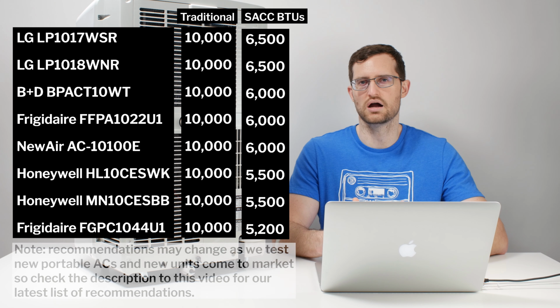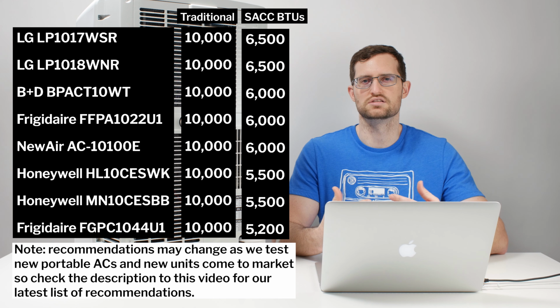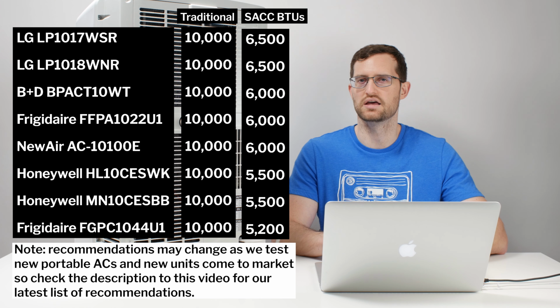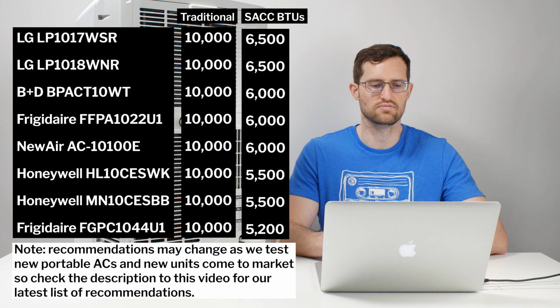So again, the top rated units here, the units we would recommend as the best 10,000 BTU units by the old metric, are the LG LP1017WSR and the LG LP1018WNR.